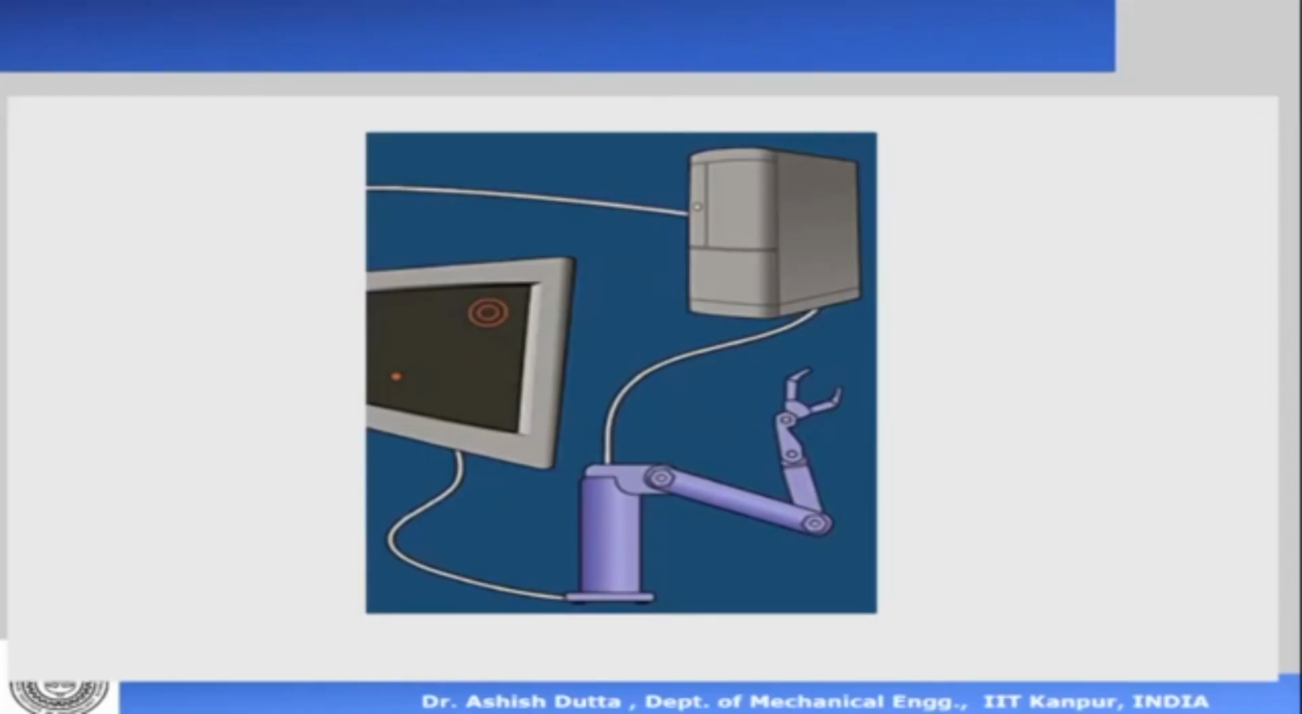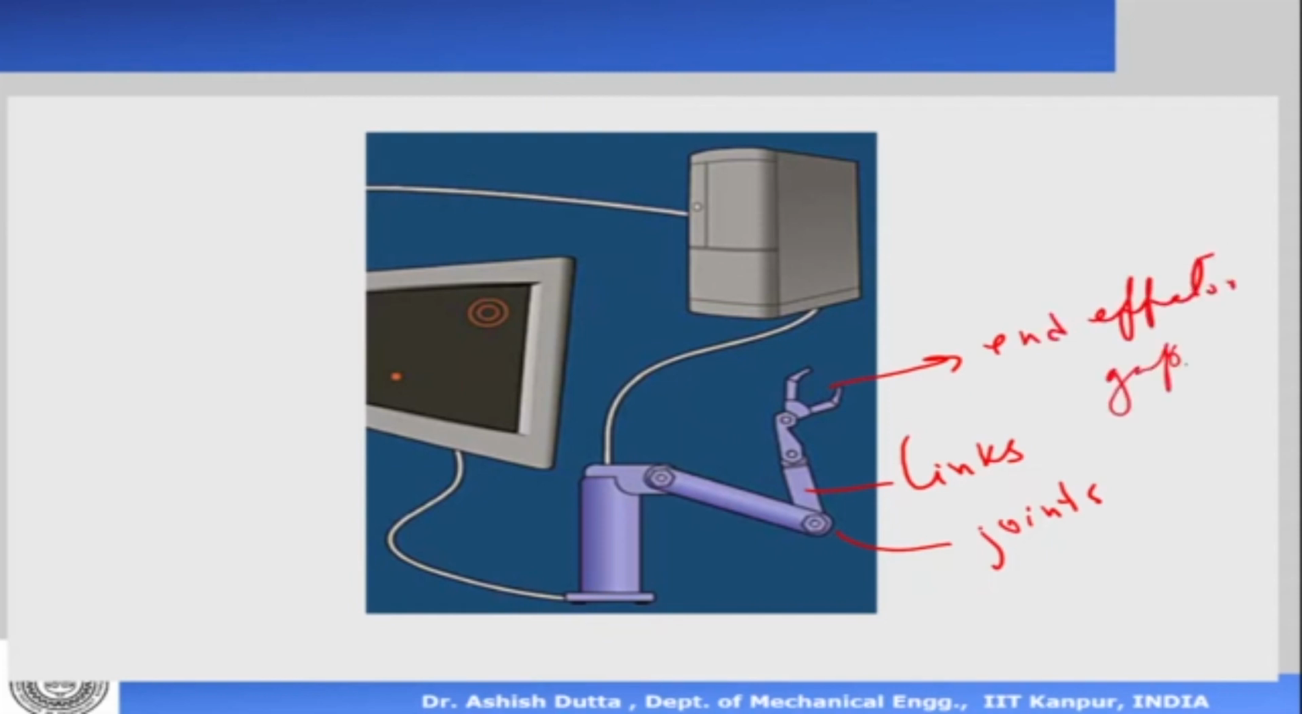Very quickly revising what we did in the last class, we said that a robot is made up of links. These are the links, and the links are connected by joints. At the end we have the end effector or gripper. The base of the robot is fixed; it doesn't move. So this is a fixed base robot. These are the different parts of the robot, and we looked at the various types of joints which are possible.